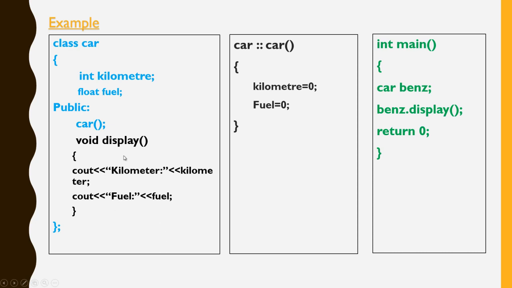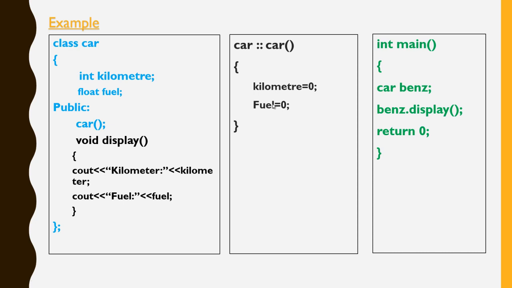And like any normal function, we can specify the body of this default constructor either inside this class or outside this class. So here in this program, I'm defining the body of this constructor outside our class. See, this is the class, this is the constructor name, and since we are defining the body outside the class, we have to specify the class name as well as the scope resolution operator. And within this constructor, I'm just initializing the value of kilometer and fuel to 0.